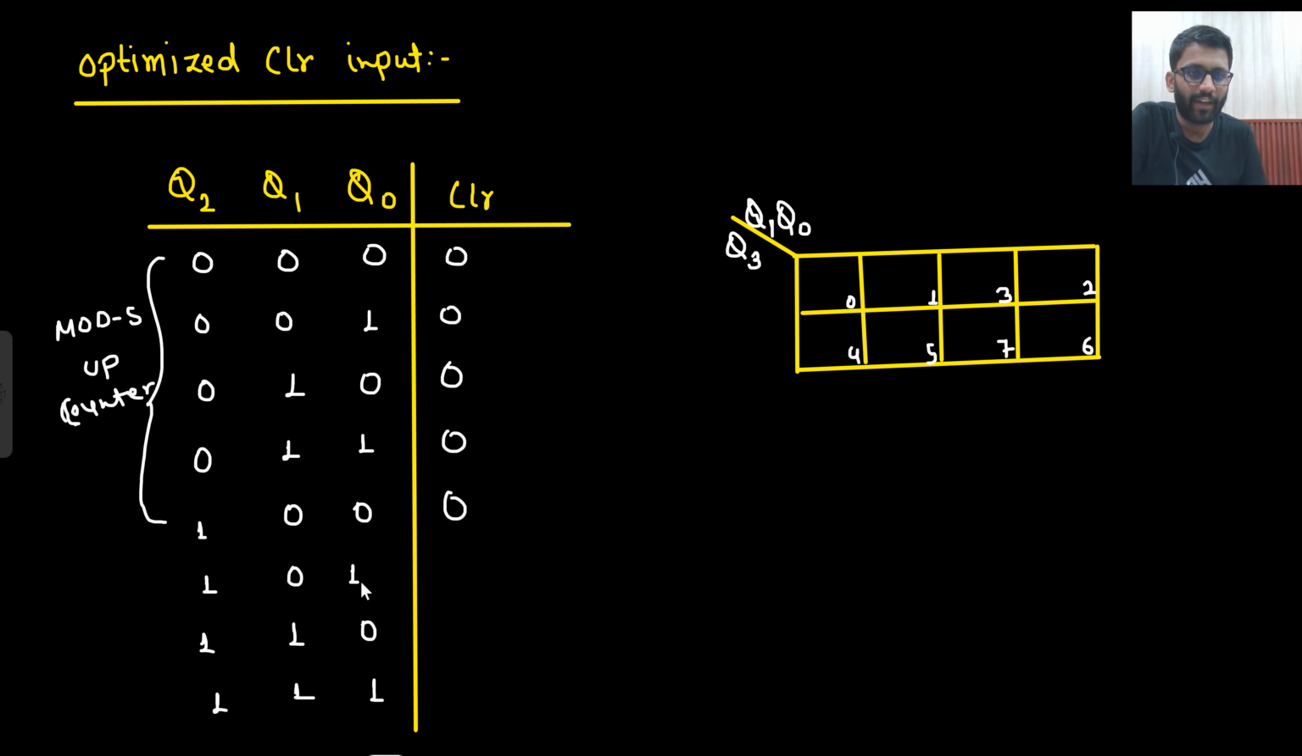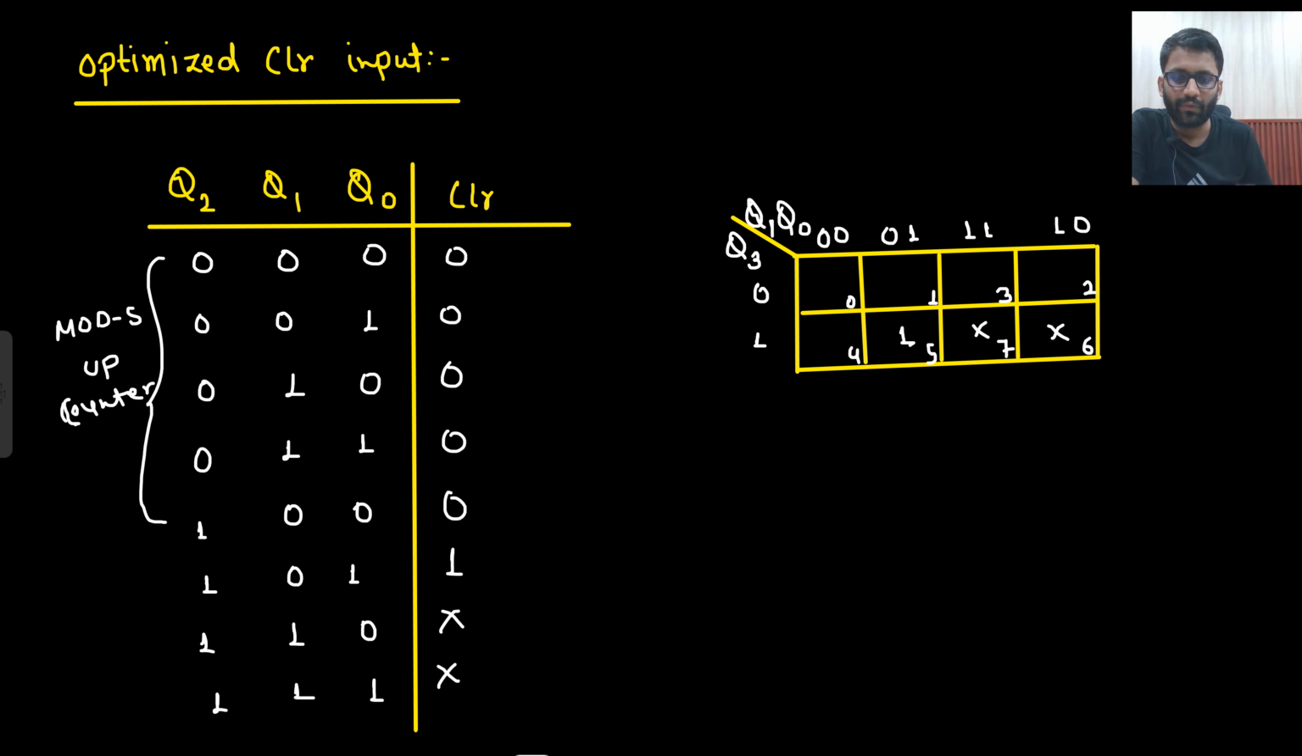What about these? At 1 0 1 you want your clear to be 1, and 1 1 0 and 1 1 1, these conditions will never even arrive, right? So at 1 0 1, that means at 5 you will have 1, and 6 and 7 are don't care. Very easy, very straightforward. No need to worry about that. Whatever analysis we did in the previous video, the same kind of analysis we are doing here.